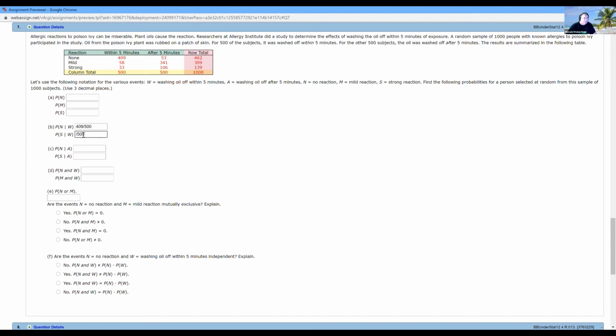Now, how many of the people in that first column had a strong reaction to the oil? 33. And that's that one. Now, whatever they tell you, you see this bottom bit that says W, given W, that tells me that you only pick numbers from the column that W is in.